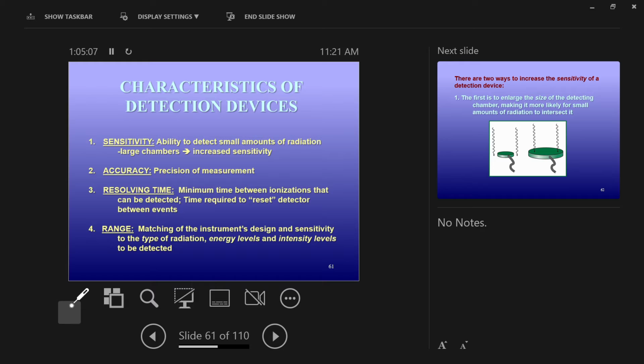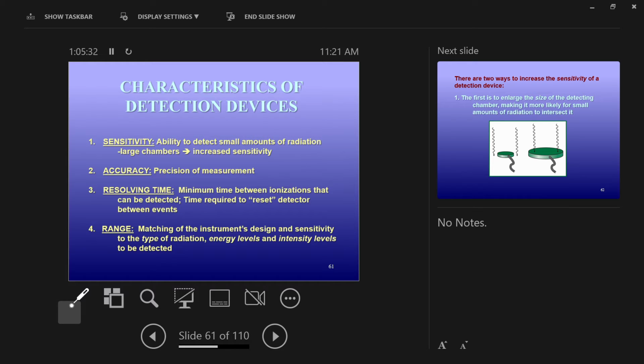3rd is called resolving time, minimum time between ionization events that can be detected. So if the rate of radioactivity is very high, you'd need something with a very short resolving time so that it could detect and then reset very quickly to detect again. And 4thly, range.